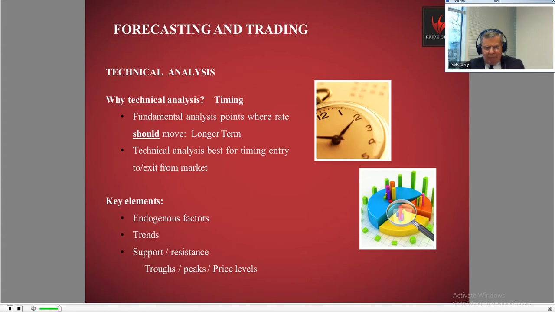Okay, besides identifying trends, with technical analysis we also look for support points and resistance levels. The tools we're going to talk about let us look for trends in the price movement, peaks in price movement, and also various price levels that become significant as far as support and resistance is concerned.